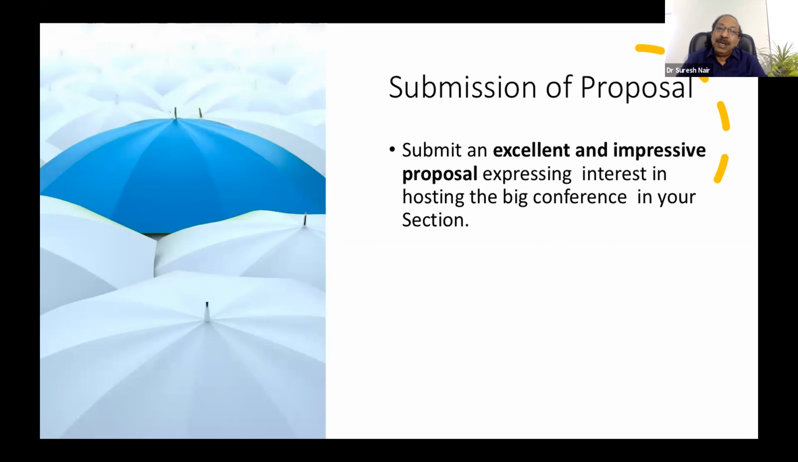That's the first step. And it has to be an excellent and impressive proposal, because many teams will be proposing to take up such flagship conferences, because these are all prestigious conferences. So when we submit a proposal, we have to make sure that our proposal will stand different. So in that way, I will explain how to do. So this is the first step.